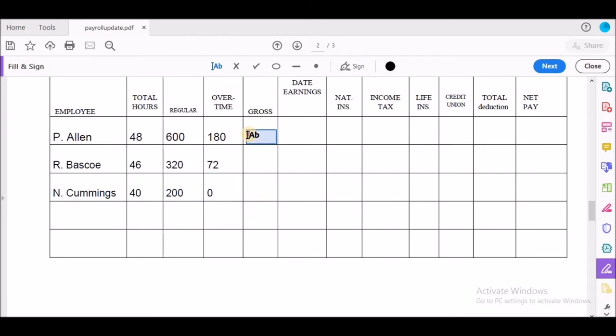Your gross pay is equal to your overtime pay plus your regular pay. So this is going to be $780, this is going to be $392, and for Cummings, it's going to be 200.